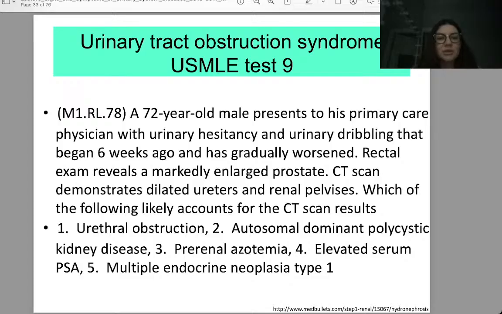First option, it is ureteral obstruction. Second, autosomal dominant polycystic kidney disease. Third, prerenal azotemia. Fourth, elevated serum PSA or prostate-specific antigen. And fifth one, it is multiple endocrine neoplasia type 1.